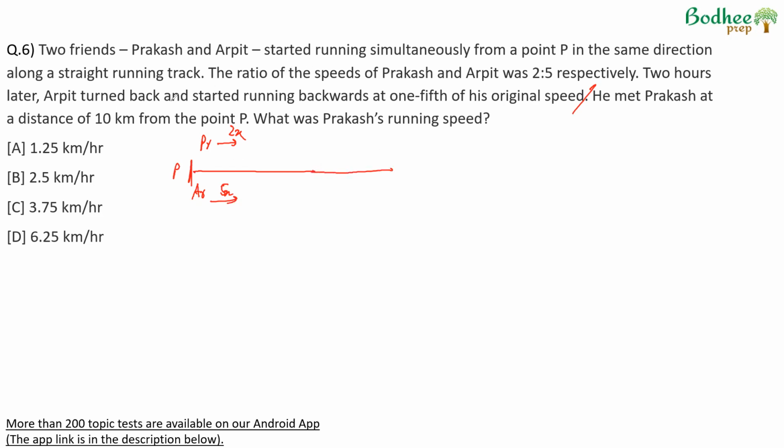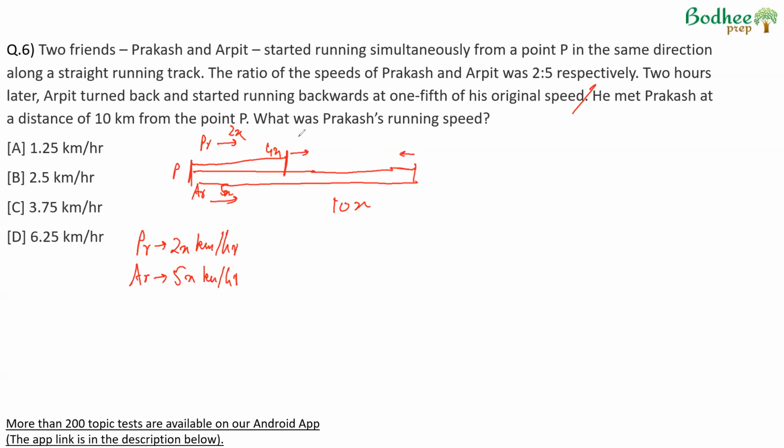Now, after 2 hours, if we assume that the speed of Prakash is 2x kilometers per hour, and that of Arpit is 5x kilometers per hour. After 2 hours, the distance covered by Prakash will be 4x, and the distance covered by Arpit will be 10x. 2 twos are 4, 2 fives are 10. At this point, Arpit is turning back. Prakash is continuing. The speed of Prakash is 2x. Arpit turns back and starts running at 1/5 of his speed.